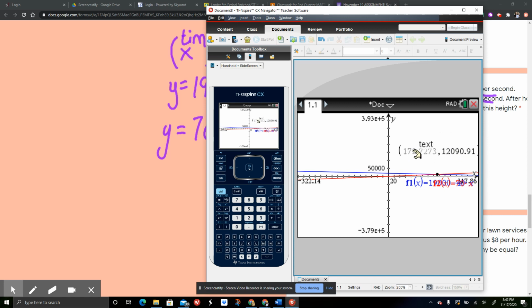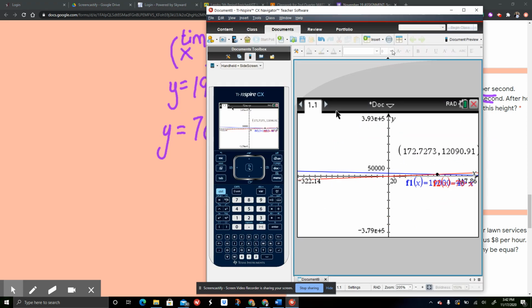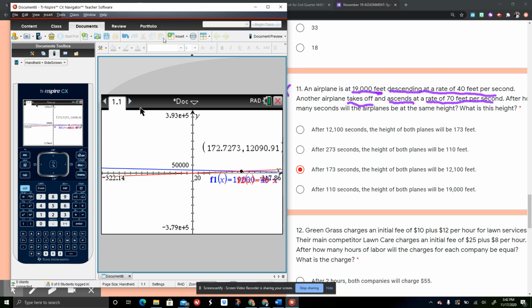So I have 172.7 seconds. It will be at 12,090.9, which if you round it up, it's at 173 seconds. It will be at 12,100 feet. And I will show you that on the graph one more time so you can compare your answers to what we got on the graph.